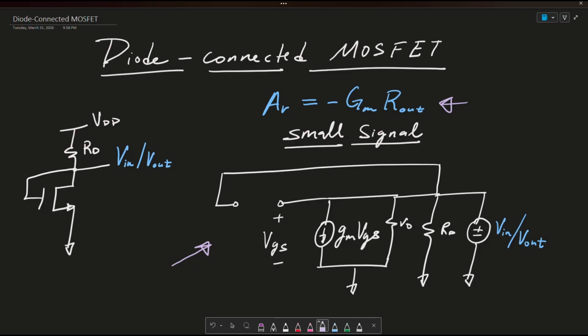Before we dive into the analysis, we want to know two things. The first thing is that this RD here is essentially used to set the DC bias current, which is denoted as ID. And also we need to note that the drain terminal is connected to the gate terminal for a diode connected MOSFET, and here is my source terminal.